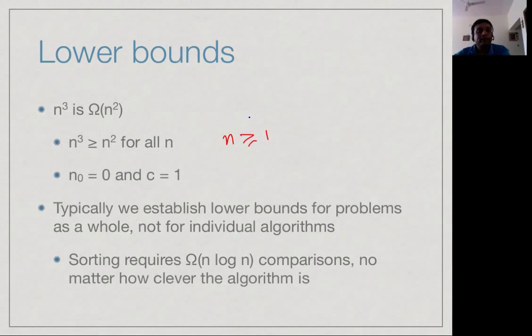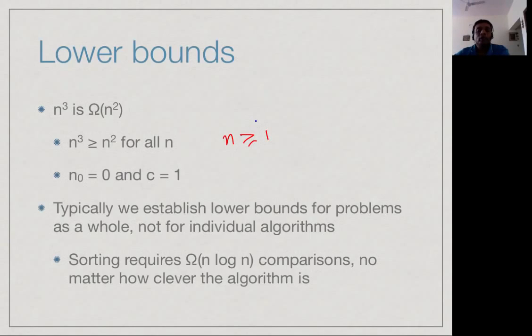Now, as you might imagine, this is a fairly complex thing to say because what you have to be able to show is that no matter how clever you are, no matter how you design an algorithm, you cannot do better than a certain thing. This is much harder than saying I have a specific way of doing it and I'm analyzing how to do that. So establishing lower bounds is often very tricky.